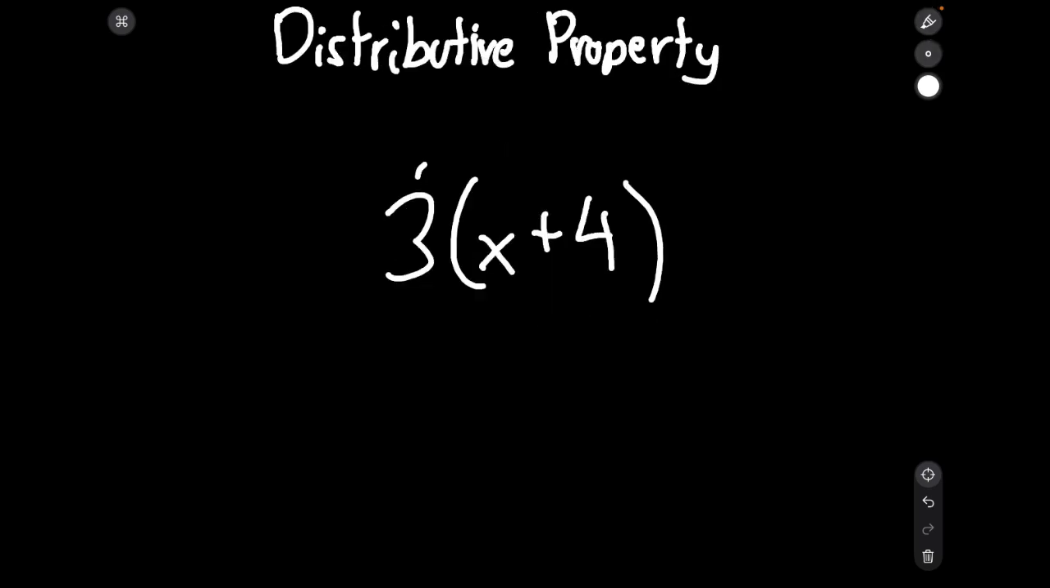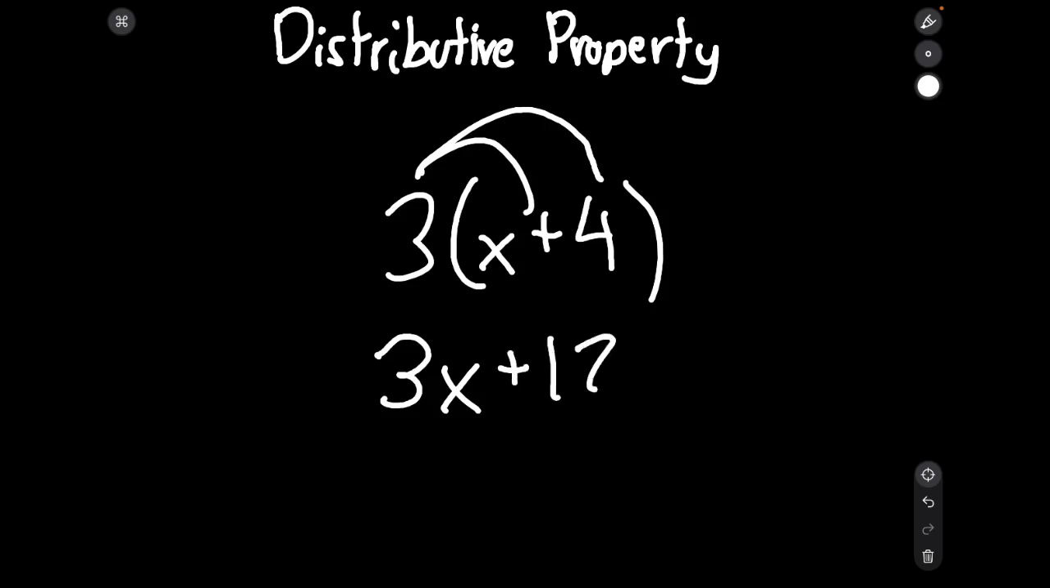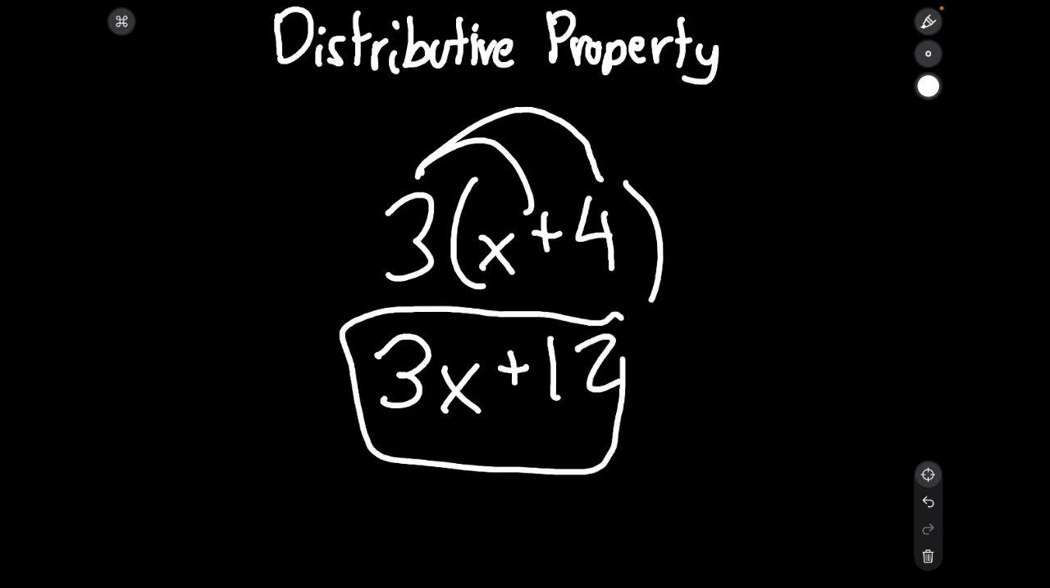For our first problem, we have 3 outside the parentheses and then x plus 4 inside. So we must multiply x plus 4 by 3. So then we get 3 times x, that's just 3x, and then 3 times 4, which is positive 12, so plus 12. And that's our answer.